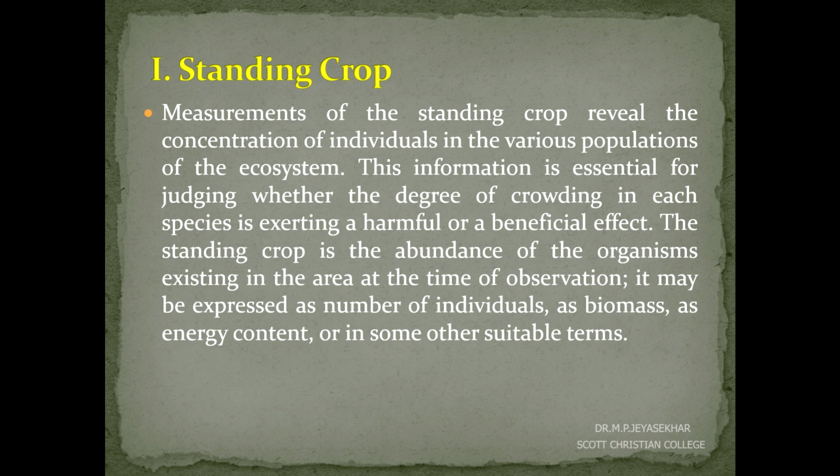Standing crop. Measurement of the standing crop reveals the concentration of individuals in the various populations of the ecosystem. This information is essential for judging the degree of crowding and whether each species is exerting a harmful or a beneficial effect. The standing crop is the abundance of the organism existing in the area at the time of observation. It may be expressed as a number of individuals, as biomass, as energy content, or in some other suitable terms.